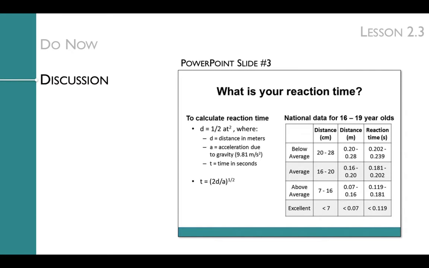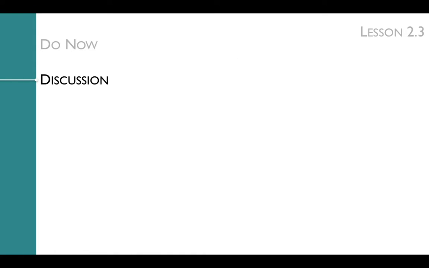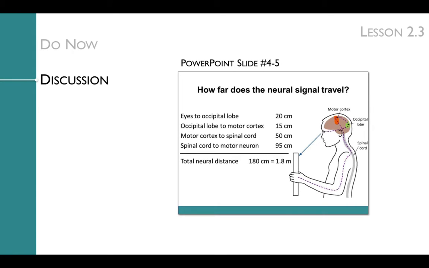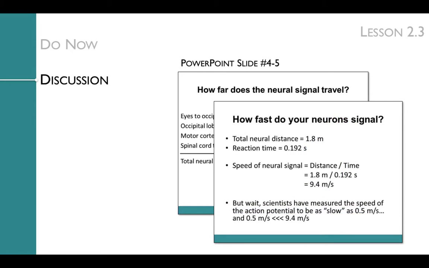Using slide 3, you'll review how students calculated their reaction time and compare their calculated reaction times with national data for 16 to 19-year-olds. You'll then use this data to calculate how fast our neurons signal. To do that, you'll first need to estimate how far their neuronal signal traveled, which you'll estimate on slide number 4. Then, on slide number 5, you'll complete the calculations to determine speed of signaling, which estimates to 9.4 meters per second.